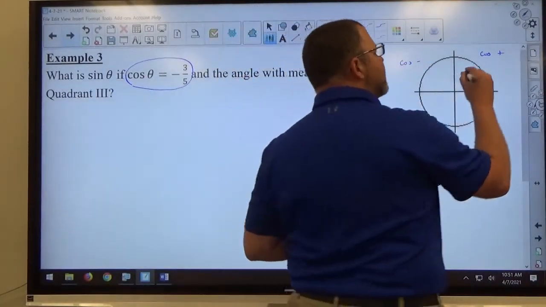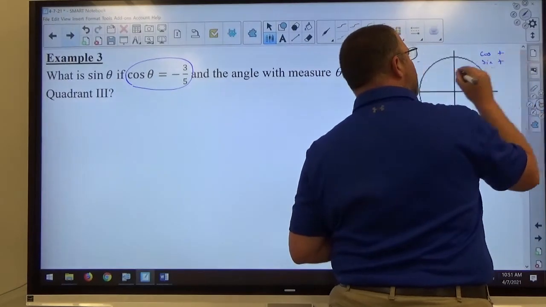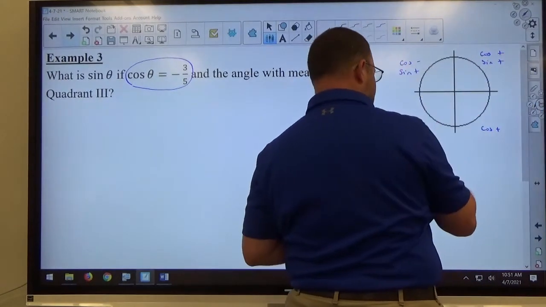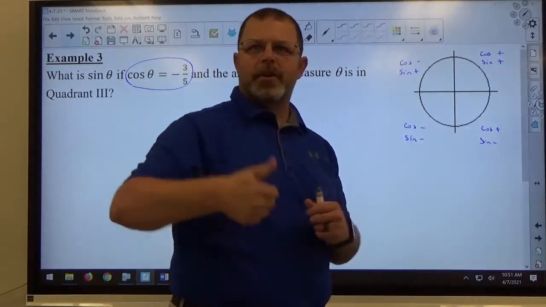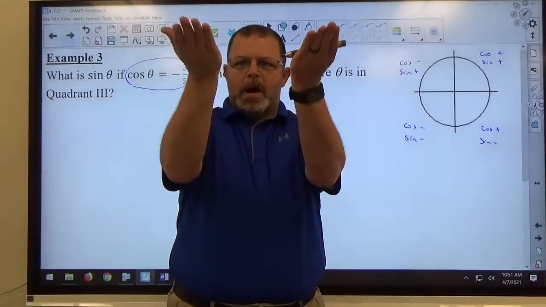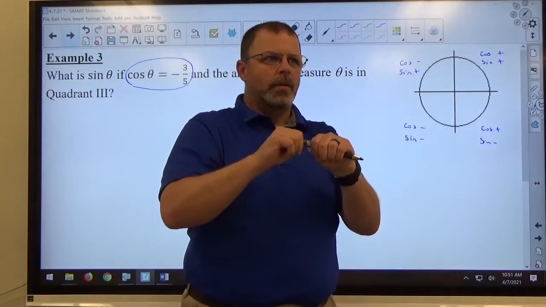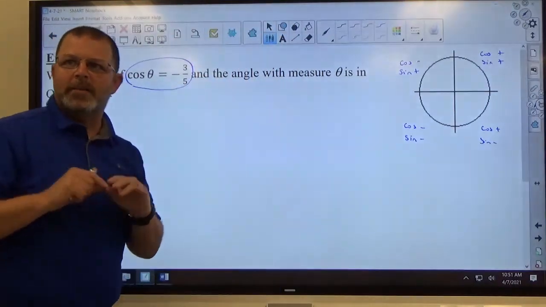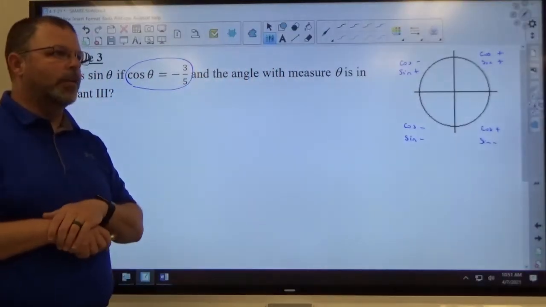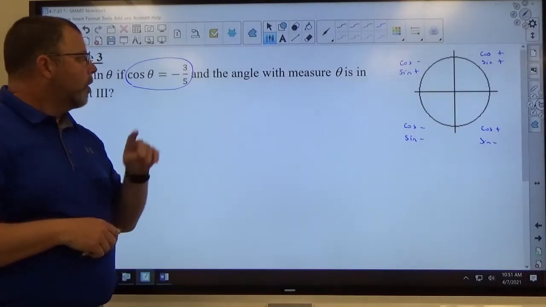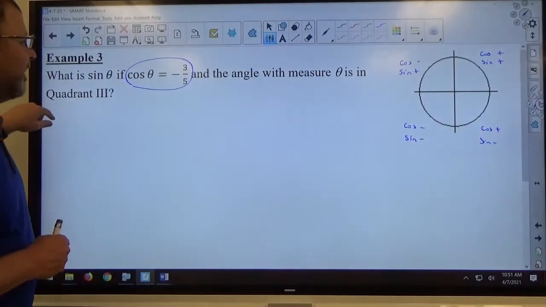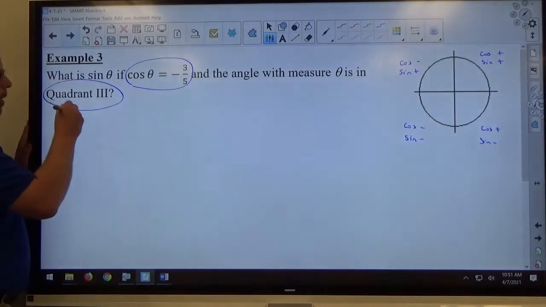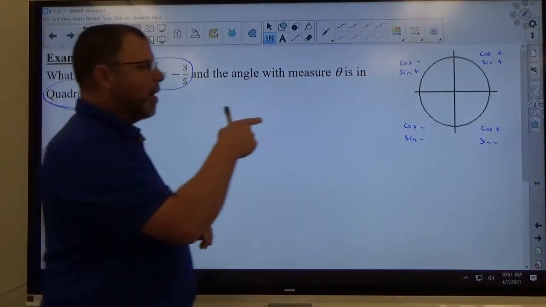Okay? Sine is positive in the first and second quadrants, and sine is negative in the third and fourth quadrants, because sine's the vertical dimension. If I'm going up, it's positive. If I'm going down, it's negative. So again, it's very easy to establish signs, positive or negative, on these two trig functions. So it tells me that the angle theta is in quadrant 3. So quadrant 3 is where we're at. They told me quadrant 3, that's how I know I'm in quadrant 3.